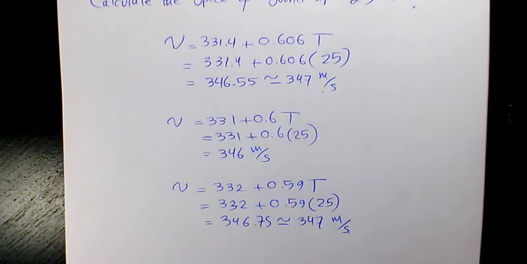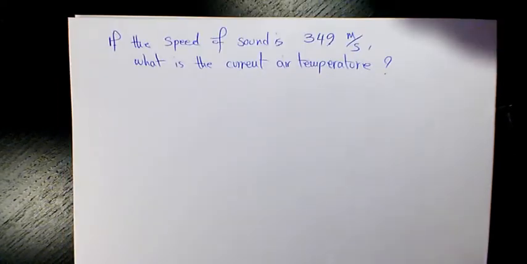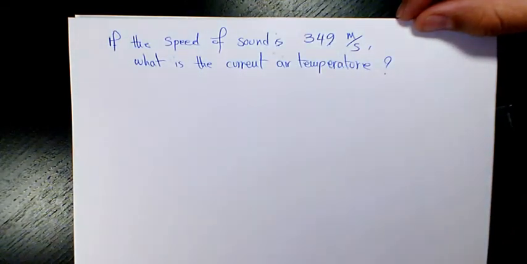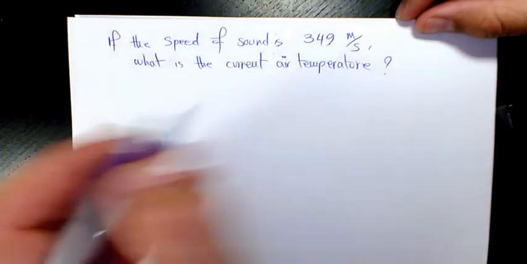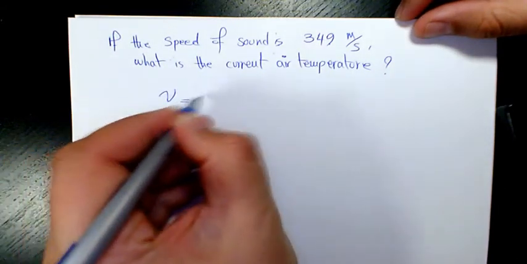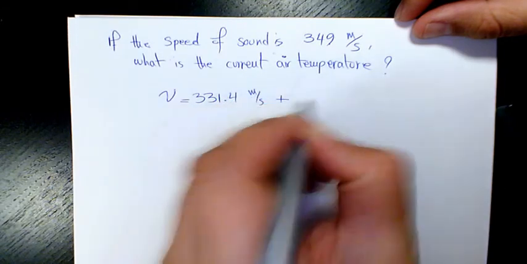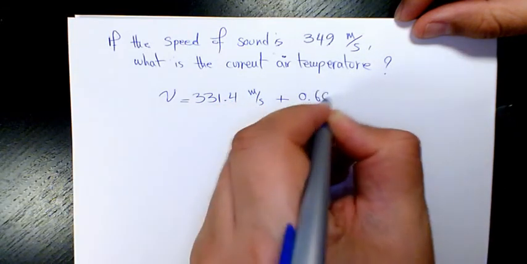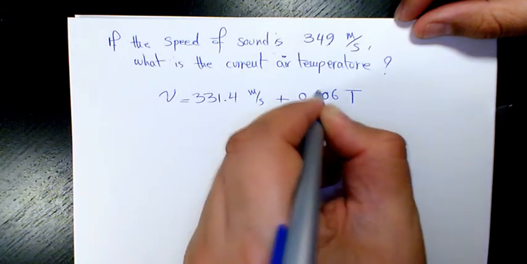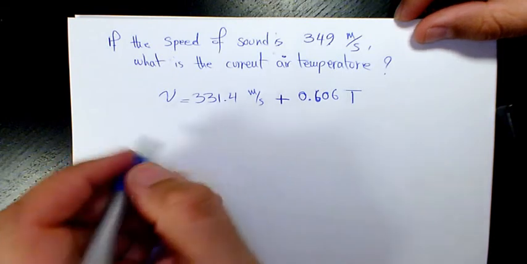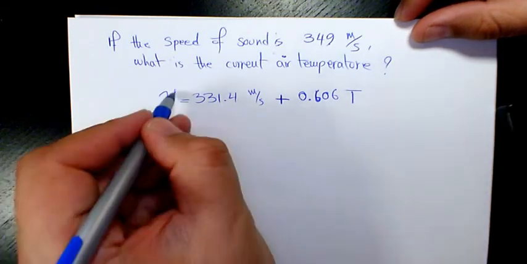Sometimes the speed is given. We need to find out the temperature this time. Let's see another example. It says if the speed of sound is 349 meters per second, what is the current air temperature? So we're going to say velocity or speed is 331.4. I keep saying velocity, but speed is the more correct name for this part because there is no direction in here.